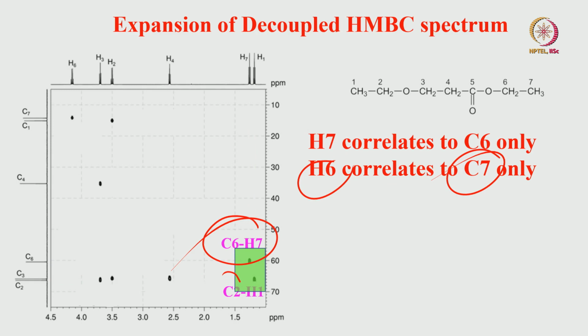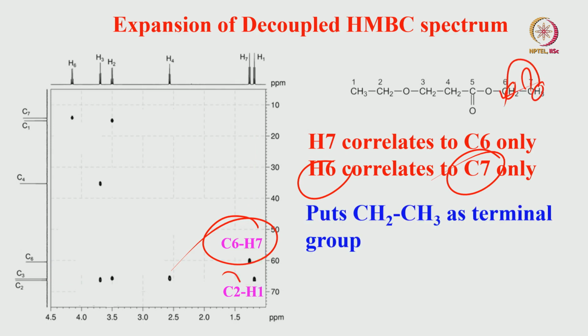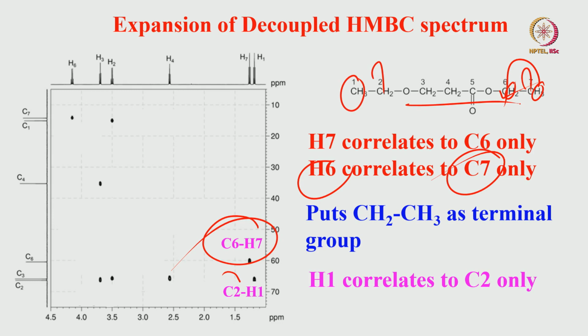This is what is happening. Because H6 is correlated to C7, H7 correlates only to C6. We can see the peaks carefully here. This puts CH2 CH3 as a terminal group. H1 correlates to C2 only, this H1 only to this and no other correlation. That gives me an idea that CH3 is a terminal group there.